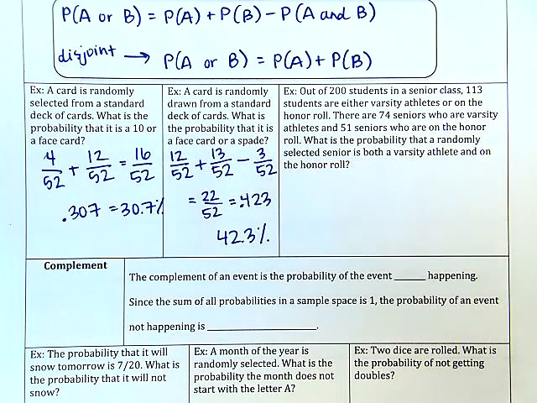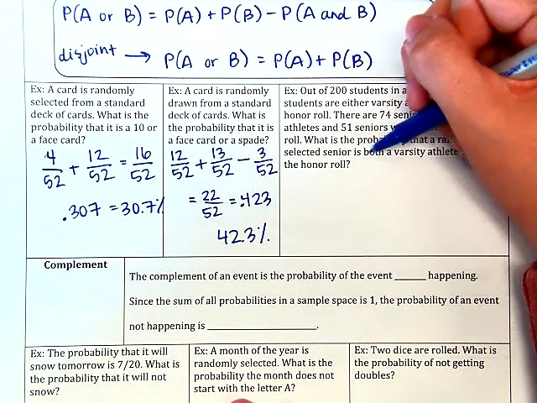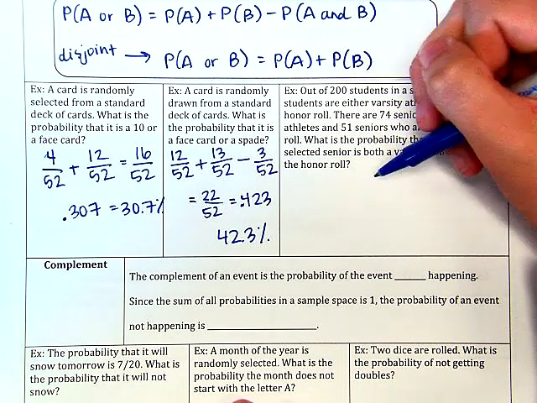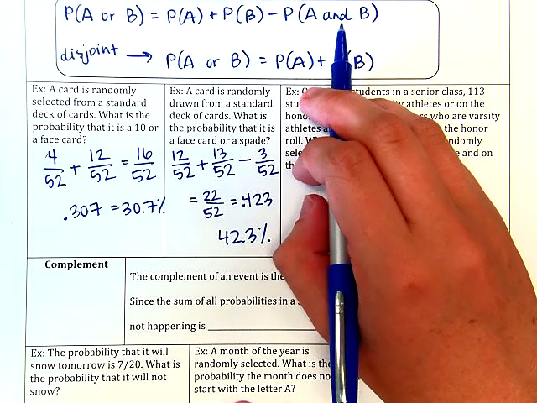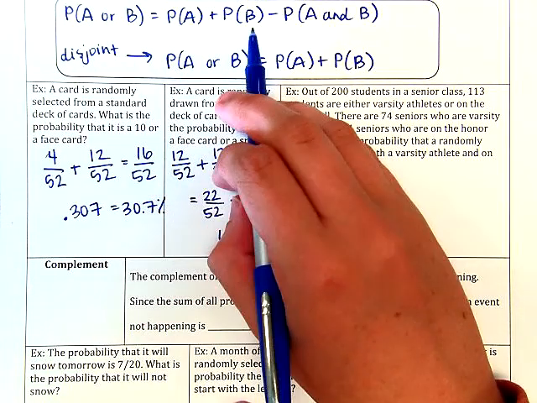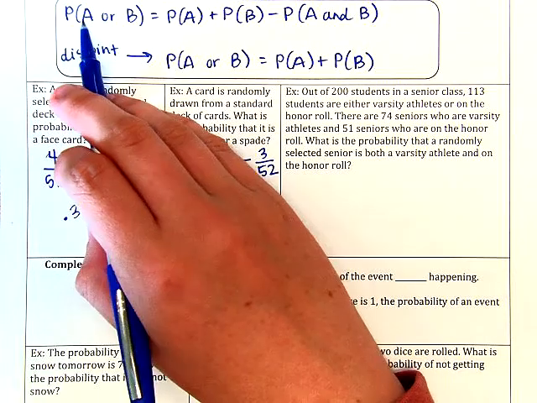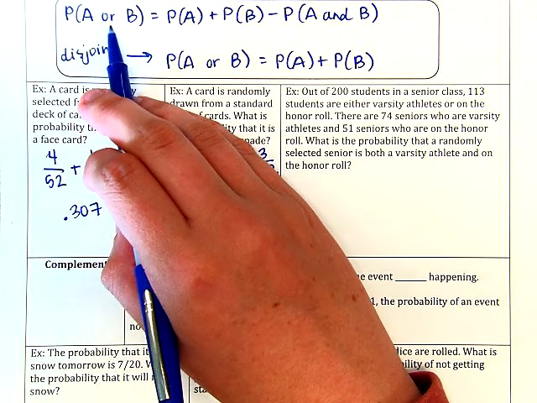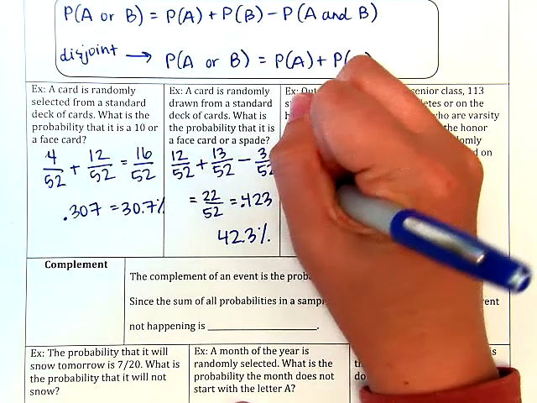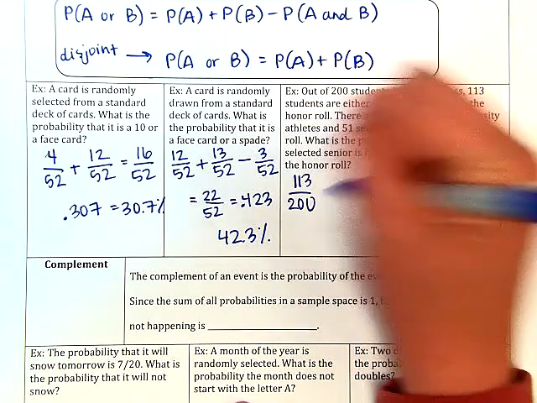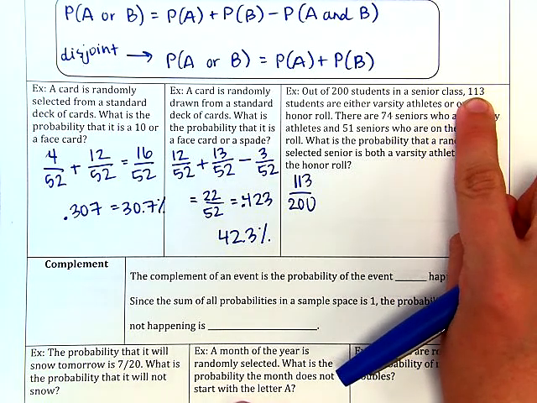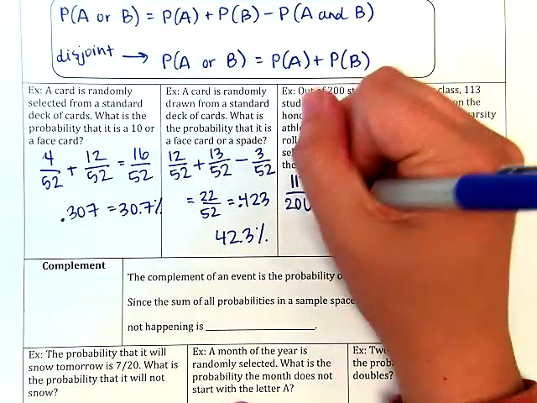Out of 200 students in a senior class, 113 students are either varsity athletes or on the honor roll. There are 74 seniors who are varsity athletes and 51 seniors who are on the honor roll. What's the probability that a randomly selected senior is both a varsity athlete and on the honor roll? So this is the part that we're looking for. They gave us all 3 of them, and we're looking for this one. So the probability of varsity or on the honor roll was 113 out of 200. They gave me 113 students out of 200 are "or."